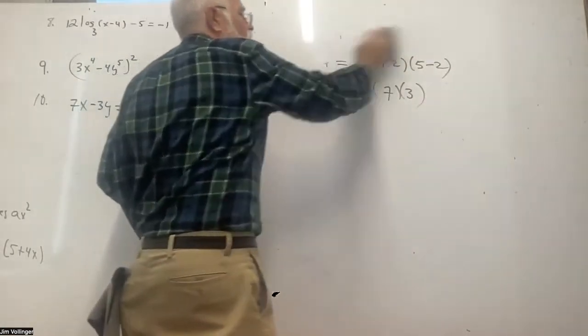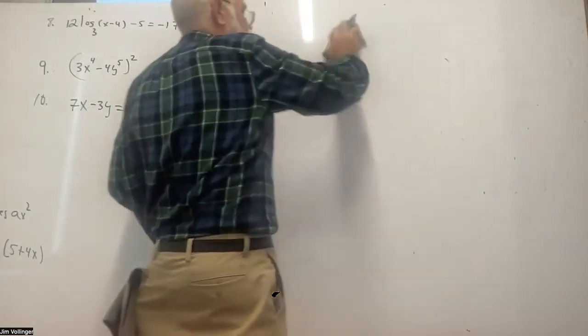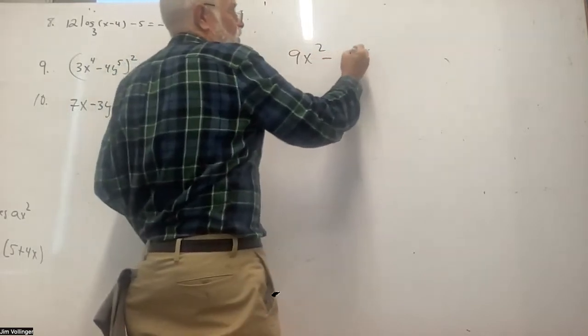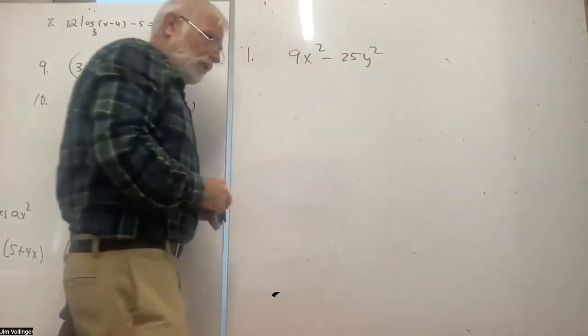All right, so now that we know that, can we apply that to more difficult situations like 9x squared minus 25y squared? I hope so.